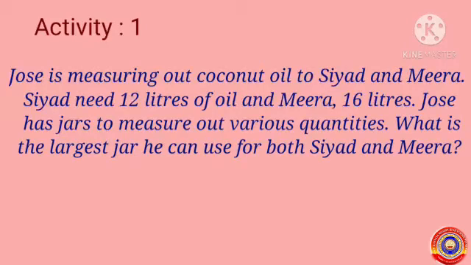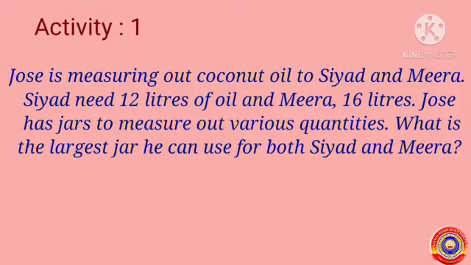Activity number 1. Jose is measuring out coconut oil to Siad and Meera. Siad needs 12 liters of oil and Meera 16 liters. Jose has jars to measure out various quantities. What is the largest jar he can use for both Siad and Meera?